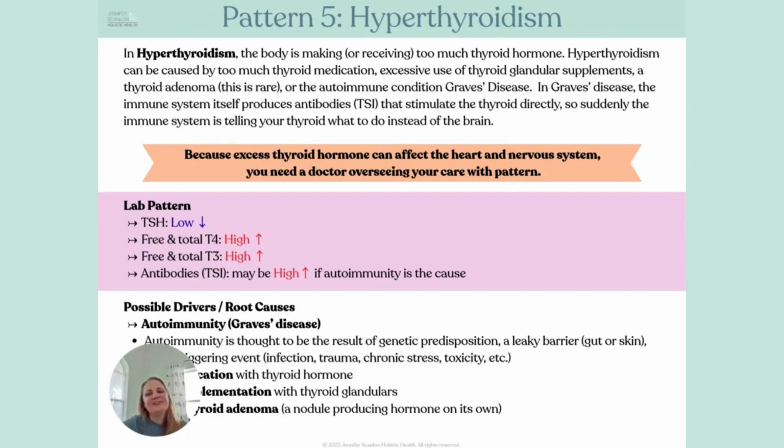Okay, next, pattern 5 is hyperthyroidism. In hyperthyroidism, your body is making or receiving too much thyroid hormones. Hyperthyroidism can be caused by too much thyroid medication. If you are over-medicated, you can go hyperthyroid.